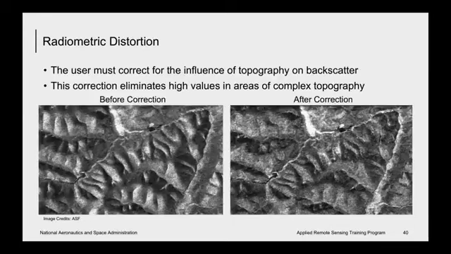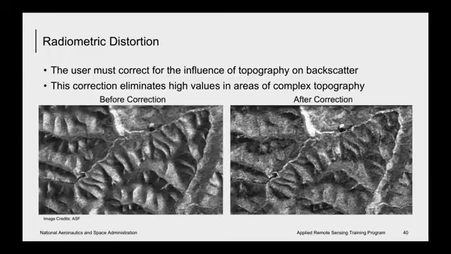Radiometric distortions also exist in connection with terrain relief, and sometimes they cannot be completely corrected. The radiometric correction involves removing the misleading influence of topography on backscatter values. For example, the correction eliminates bright backscatter caused by radar reflections from steep slopes, leaving only the backscatter that reveals the characteristics of the surface, such as what's related to vegetation and soil moisture.